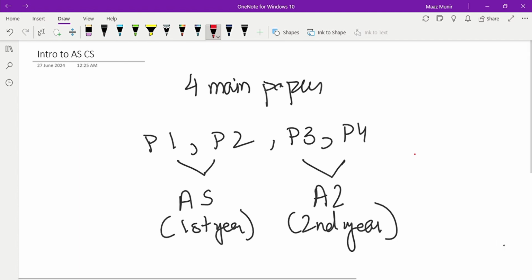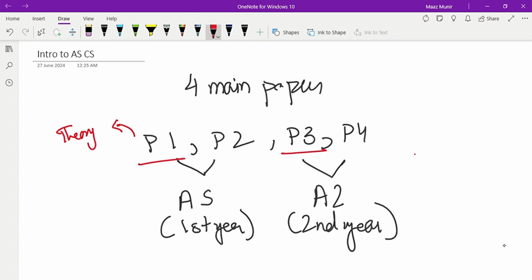Now, when discussing these contents, it's important to understand that P1 is your theory paper. This is just the general structure, and similarly, P3 is also your theory paper. And both P2 and P4, these are your programming papers.